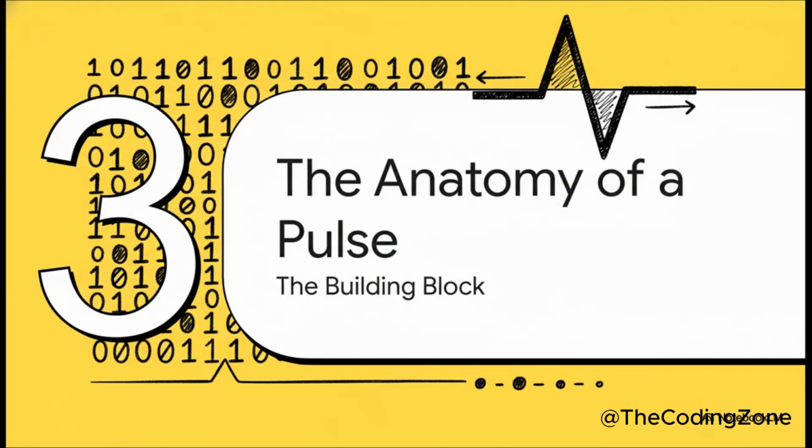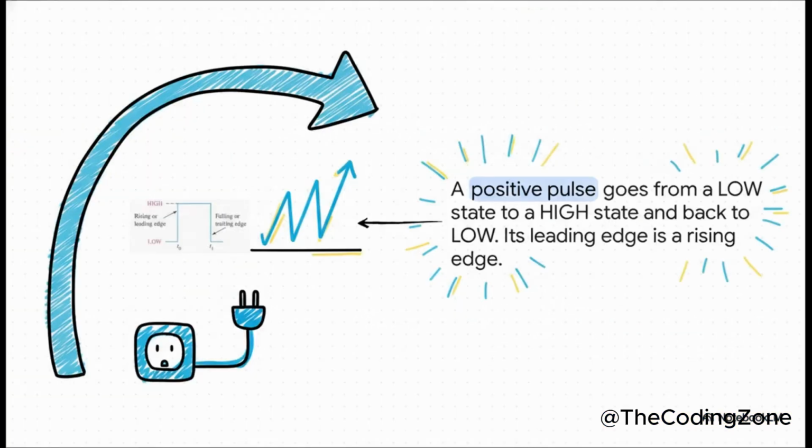So if our entire digital universe is built on these ones and zeros, let's zoom way in and look at the most basic building block of a digital signal, a single pulse. So check this out. This is what we call a positive pulse. It's really just a quick jump up. The voltage starts low, shoots up to a high level for just a moment, and then drops right back down. That initial jump, the part that goes from low to high, that's the rising edge.